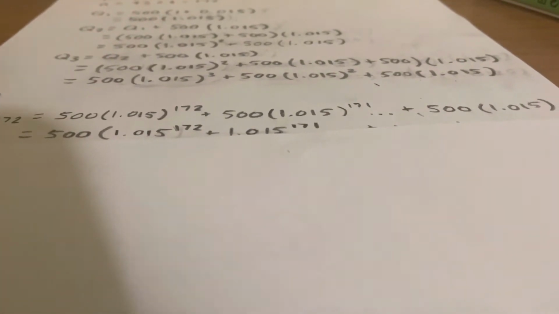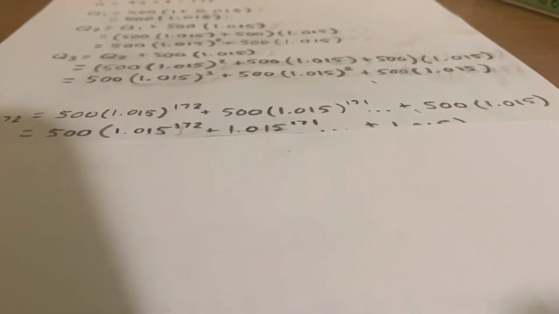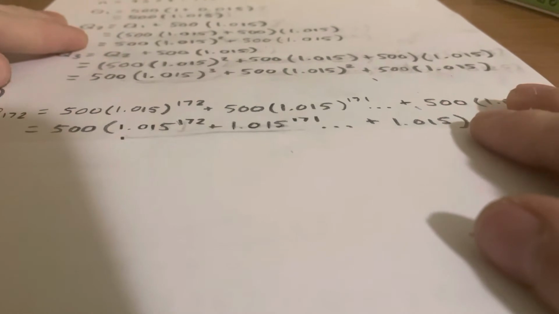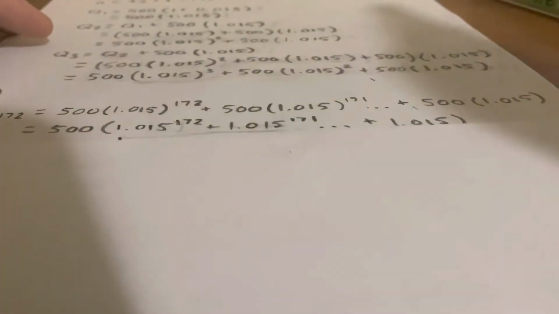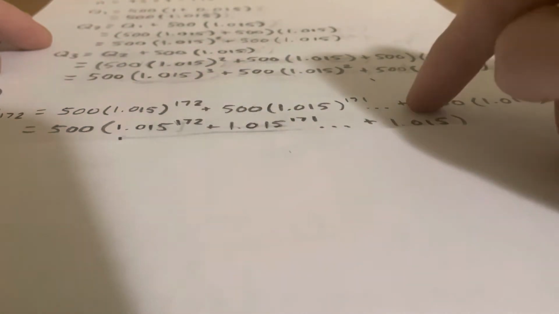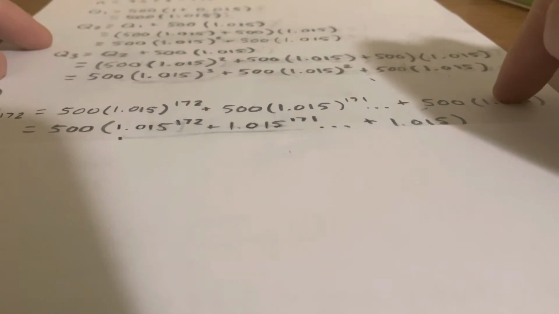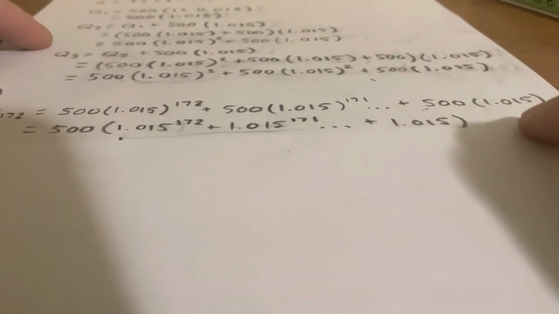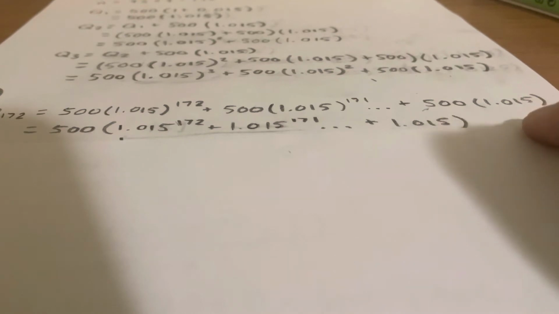Now, using the pattern that we've established in the first 3 periods, we're going to use the same pattern to write out quarter 172. Obviously I'm not going to write the whole thing, so I'm going to establish the first few, and then have our last, or our first term up here. So it will be 500, open bracket, our interest rate 1.015, close bracket to the power of 172, and so on, all the way down to 1.